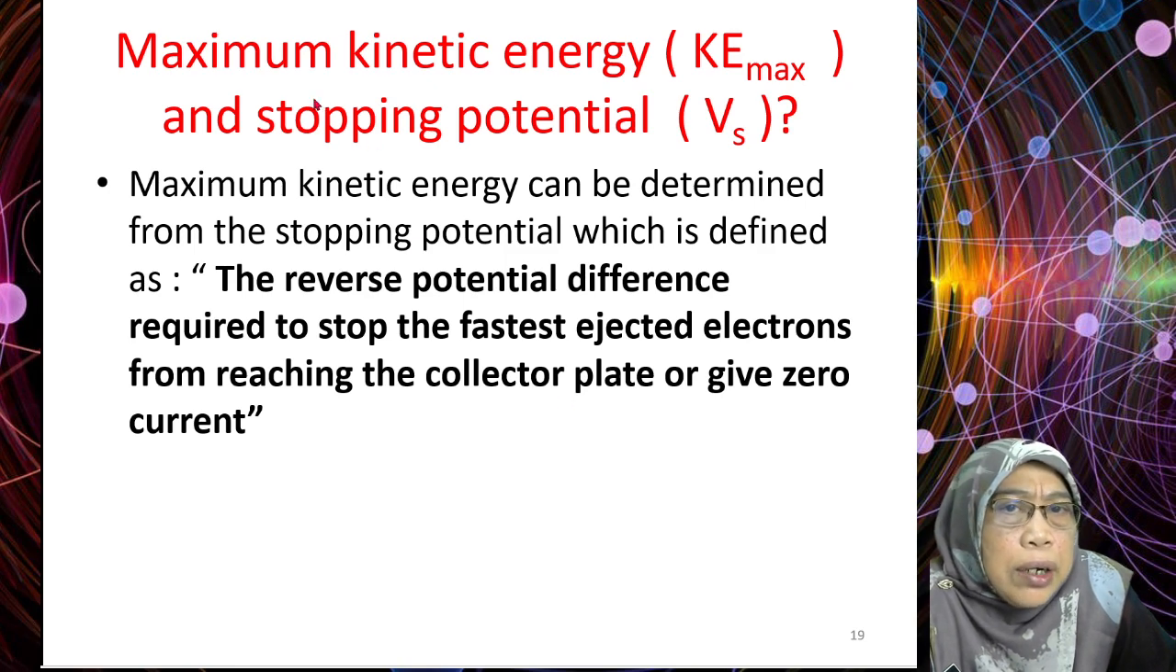So how do we determine the maximum kinetic energy and stopping potential? Actually, maximum kinetic energy relates to stopping potential. So maximum kinetic energy can be determined from the stopping potential. Stopping potential is defined as the reverse potential difference required to stop the fastest ejected electron from reaching the collector plate, or to give zero current. When the ammeter indicates zero current, so it gives zero current here.